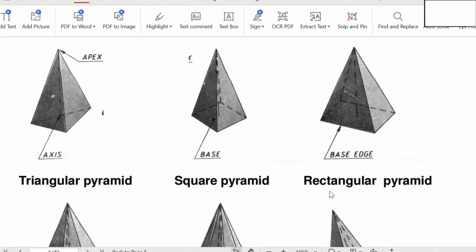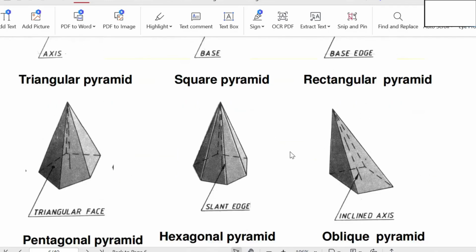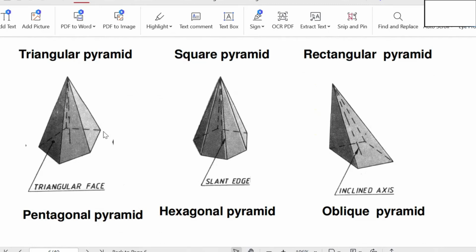Similarly, the rectangular pyramid. The base is a rectangle. The other end is an apex joined by isosceles triangles. Next, the pentagonal pyramid. The base is a pentagon, and the top is an apex. These two are connected by a number of isosceles triangles. Then this will represent the axis. Then the hexagonal pyramid. The base is a hexagon. The top point at the other end is the apex, joined by a number of isosceles triangular faces. All these are in an inclined manner, slant faces only.